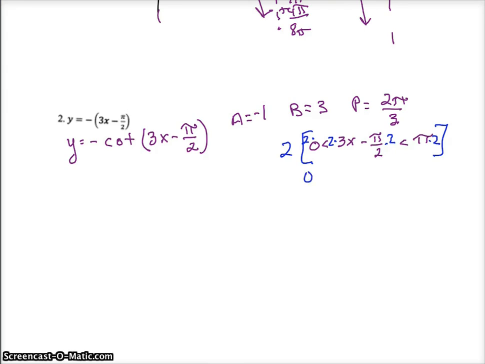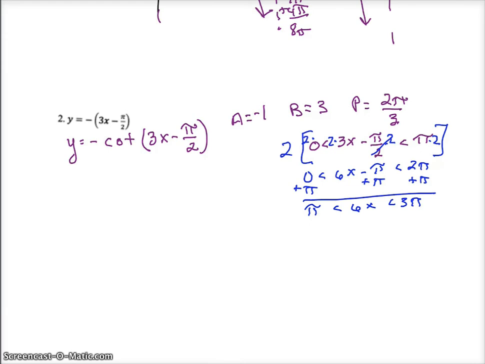So we have 0 is less than 6x minus pi is less than 2 pi. And now I'll add pi to the middle and on both ends. And then I'll divide through by 6. So one asymptote is at pi over 6, and the other is at pi over 2.